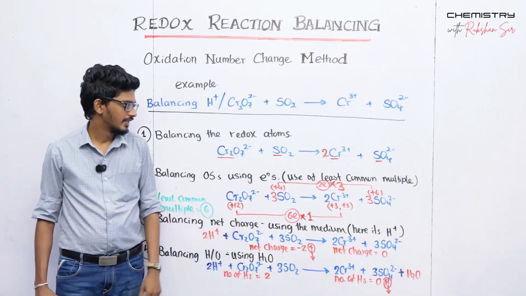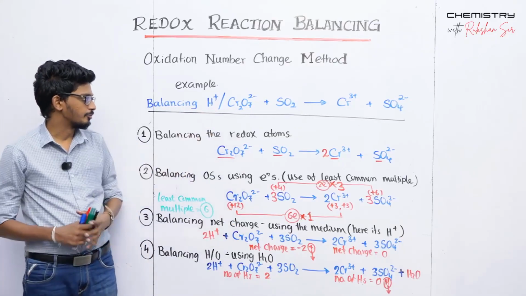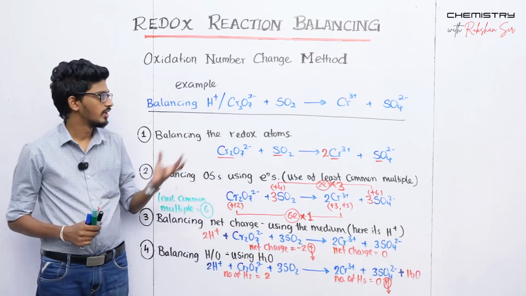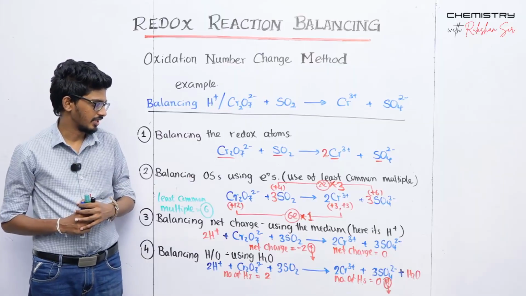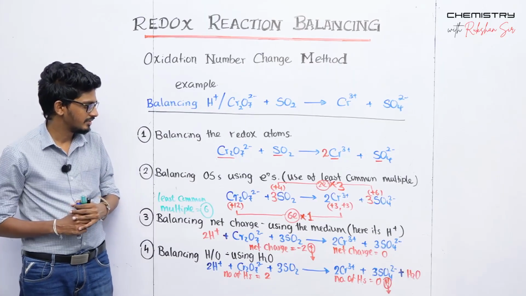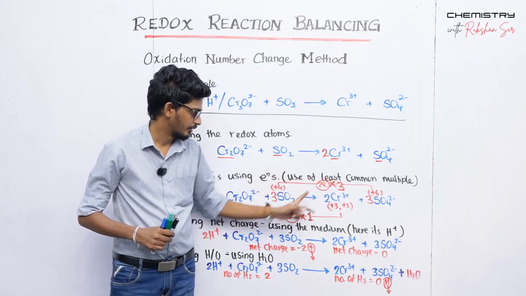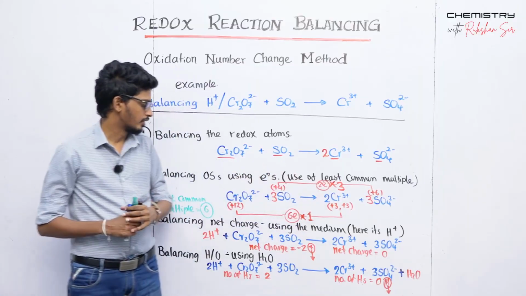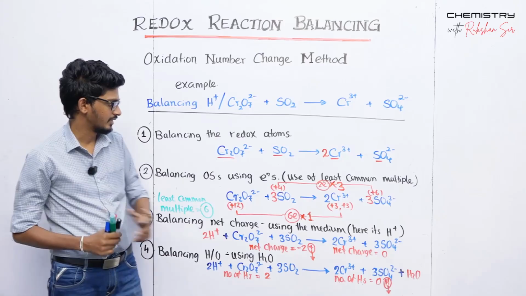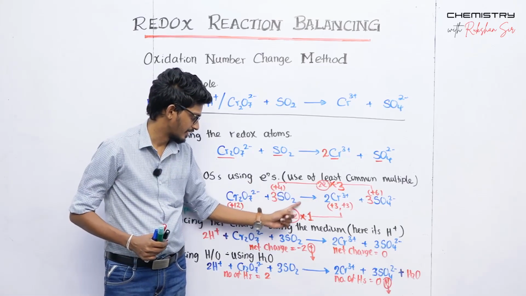This is how a reaction is balanced with the use of the direct method or oxidation number change method, right? Basically this is referred to as the oxidation number change method because you are trying to get the least common multiple. So one can say this is 2 and this is 3.